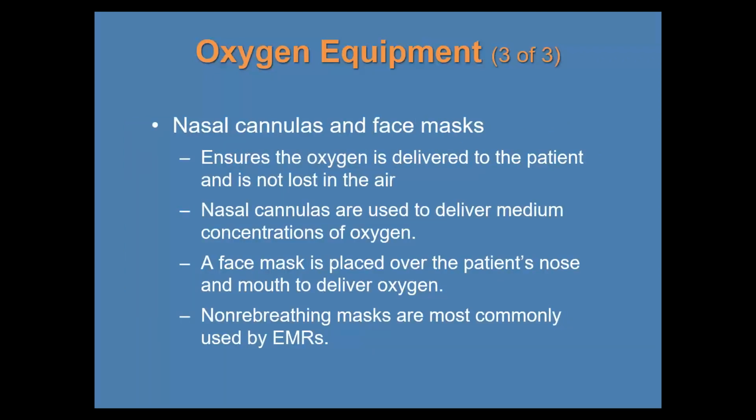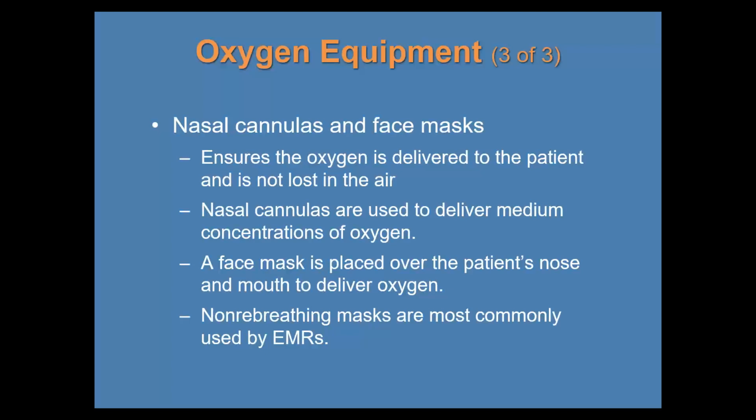So nasal cannulas and face masks, like I said, are the two big ones that we're going to use. The only other one would be a nebulizer, which is basically the same type of mask, but it has a little plastic cylinder attached to it for if we need to put medicine in there for people with, say, asthma or emphysema. We can put liquid medicine in there and vaporize it and get it to filter into their lungs. So it ensures the oxygen delivered to the patient is not lost in the air.